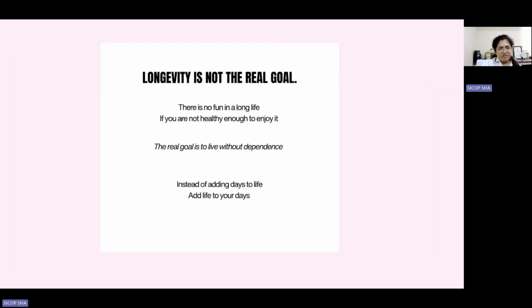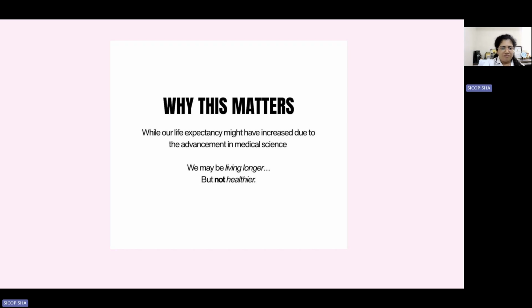Longevity is not the real goal. There is no fun in a long life if you are not healthy enough to enjoy it. The real goal is to live without dependence. Instead of adding days to life, add life to your days. So why does this matter? Why do we want to go for this rehabilitation or assessment? While our life expectancy might have increased due to advancements in medical science, so we are living a long life, it is not a healthier life.